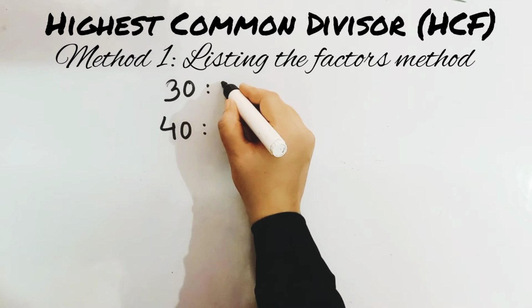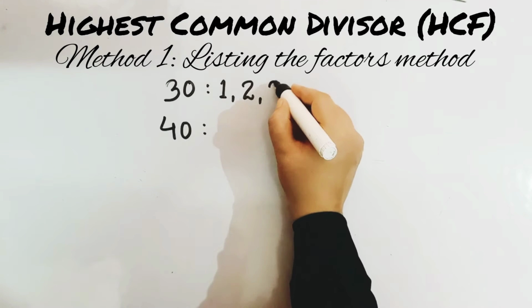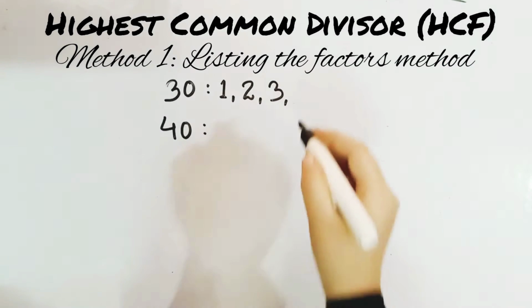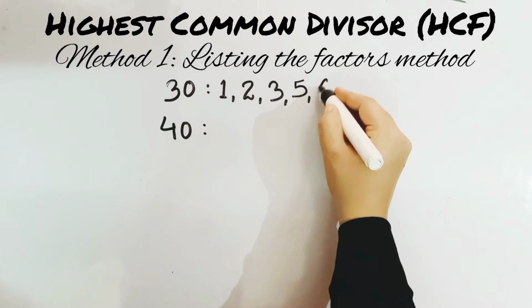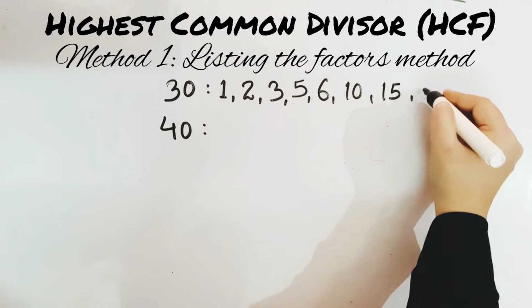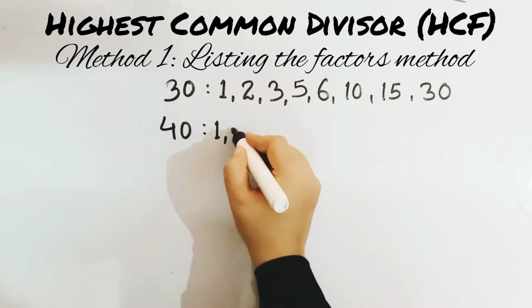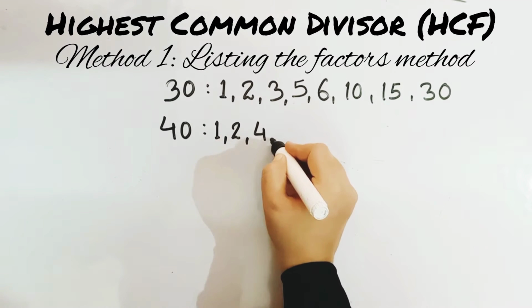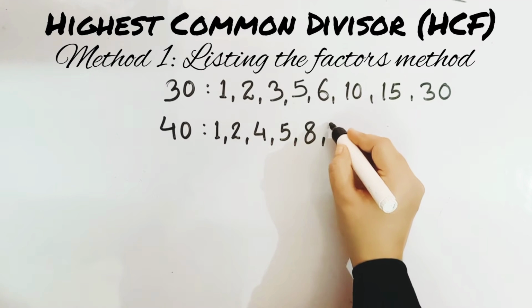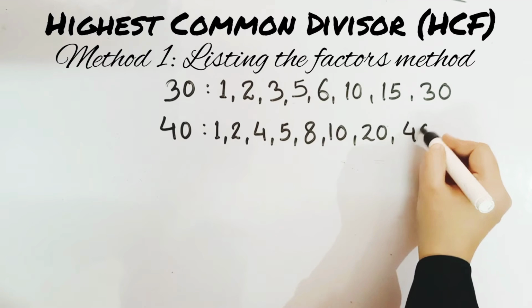So what are the factors of 30? 1, 2, 3, 5, 6, 10, 15 and 30. What are the factors of 40? 1, 2, 4, 5, 8, 10, 20 and 40.